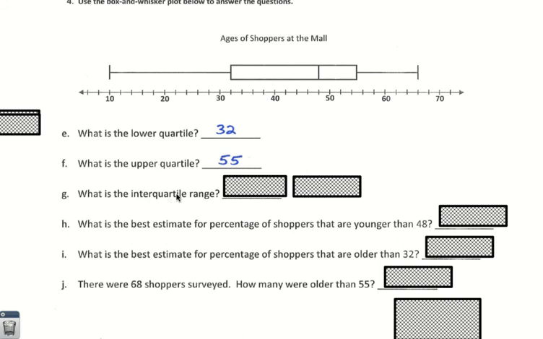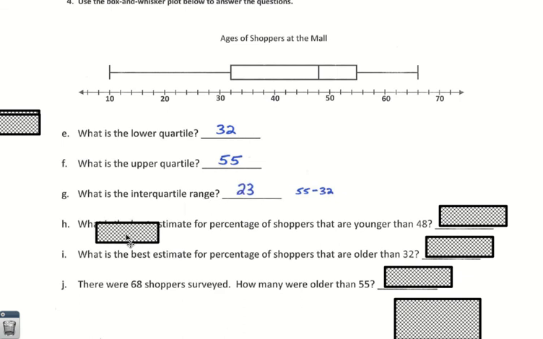What is the interquartile range? Well, remember, isn't that the difference between the lower quartile and the upper quartile? So we would do 55 minus 32 and get 23 as the interquartile range.